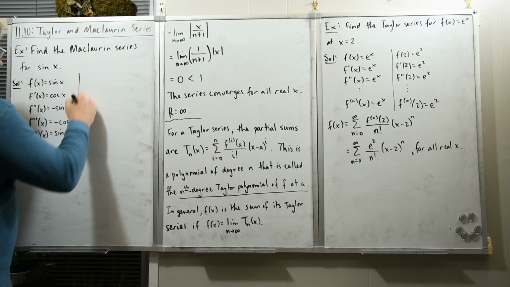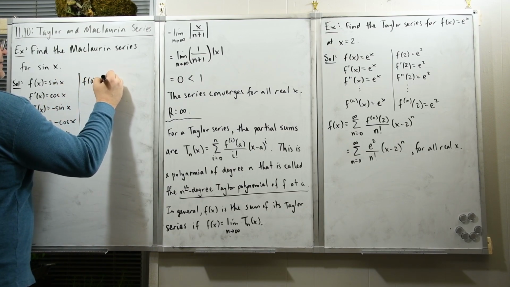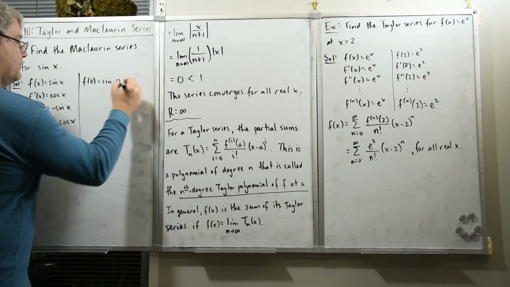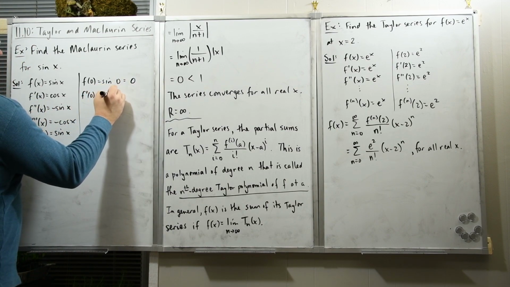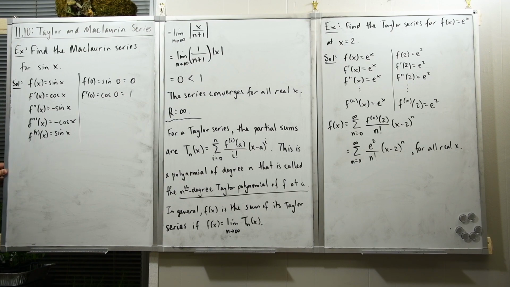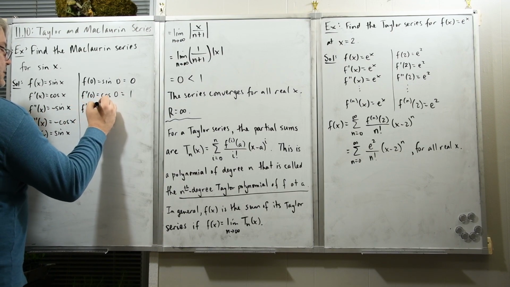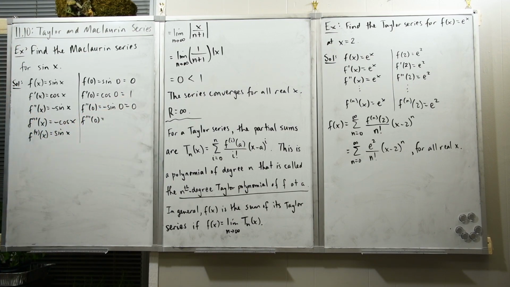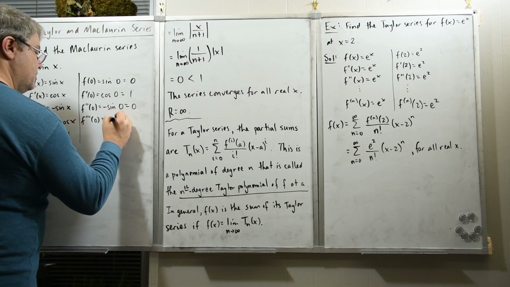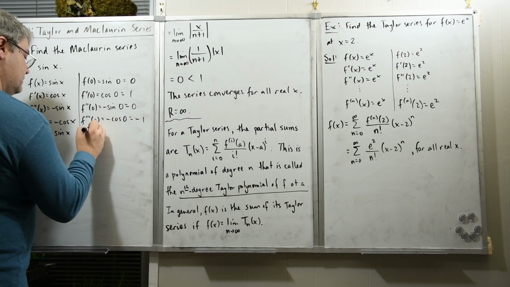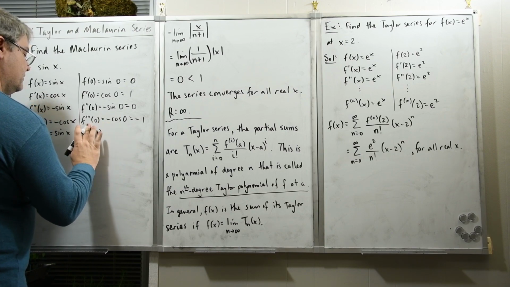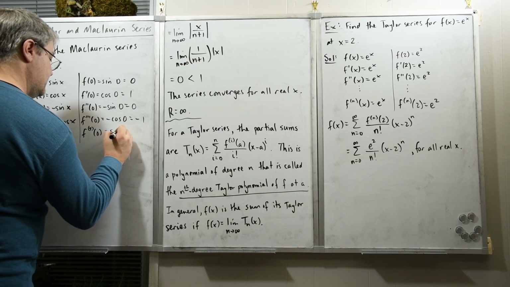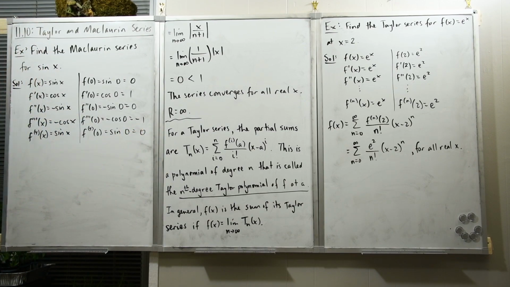And so f of 0 is equal to sine 0, which is 0. F prime of 0 is cosine 0, which is 1. F double prime of 0, negative sine 0, which is 0. F triple prime of 0 is negative cosine 0, which is negative 1. And then our fourth derivative of f at 0, well, we're back where we started. It's going to be sine 0, which is equal to 0.